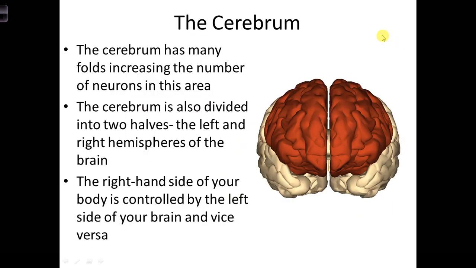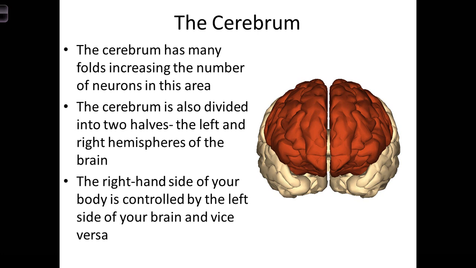Alright, so let's start with the cerebrum. The cerebrum has many folds that increases the number of neurons in this area, so it increases the surface area. Now the cerebrum is basically what, if you put your hand on your head, just underneath the skull, inside your skull would be the cerebrum. It's the largest part of the brain of the parts we're going to look at, and it's divided into two halves, the right and the left hemisphere.